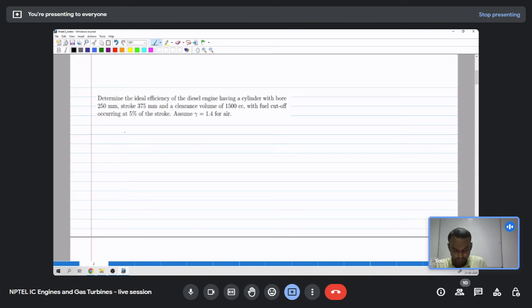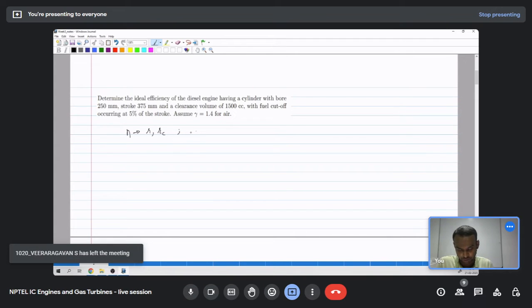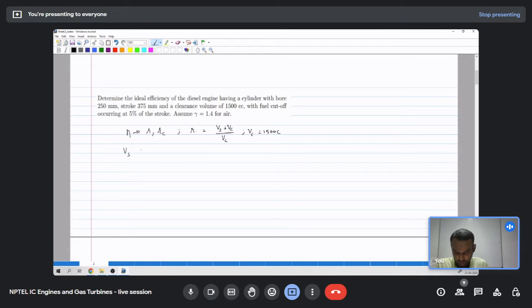So to compute efficiency we need r and rc values. We can calculate rc as we did in the earlier problem, since they have given that the cutoff occurs at 5% of the stroke, but the r value is yet to be found. The r value, we know, is stroke volume plus clearance volume divided by clearance volume. Here the clearance volume is given as 1500 cc, but to calculate the stroke volume, other parameters like bore and stroke are given.